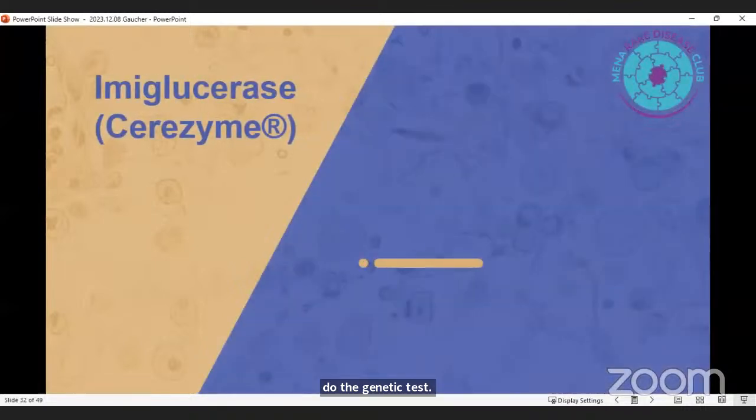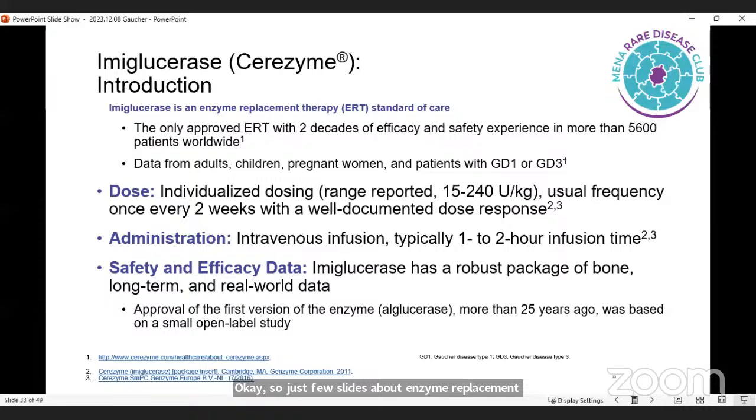Okay. So just a few slides about enzyme replacement therapy, and we will talk here about the imiglucerase. This is the first enzyme replacement therapy for storage diseases, and we have data of more than 2 decades about the safety and efficacy. The doses are individualized, but it's 1 to 2 hours once every 2 weeks, so many people can do that. But this is of course lifelong.